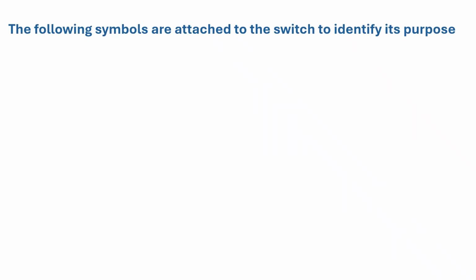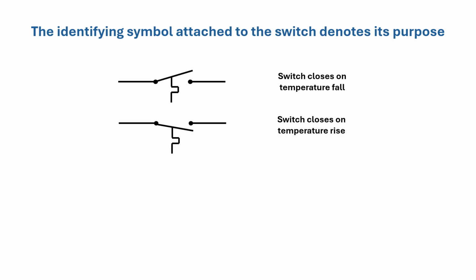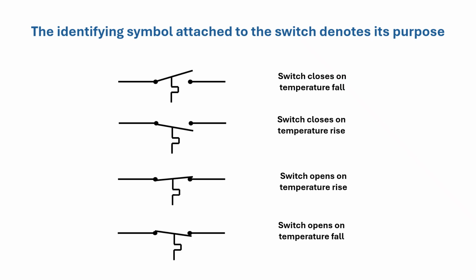The following symbols are attached to the switch to identify its purpose: temperature, pressure, float, flow, and sail. The identifying symbol attached to the switch denotes its purpose. Switch closes on temperature fall. Switch closes on temperature rise. Switch opens on temperature rise. Switch opens on temperature fall.